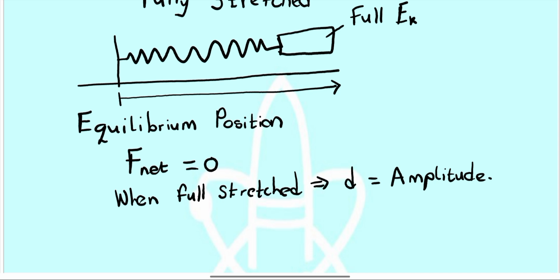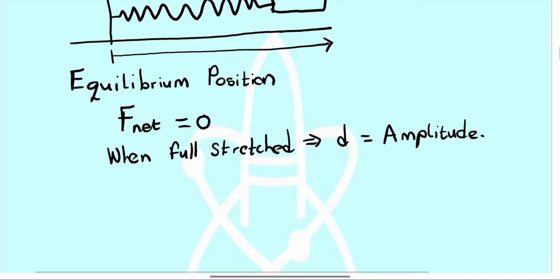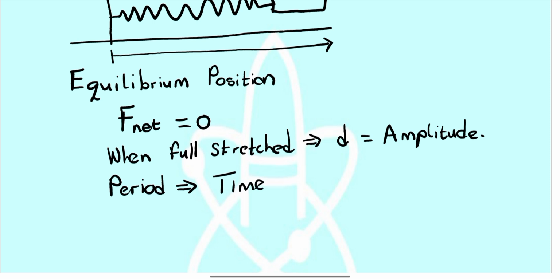Then you have to know about the period of your spring. Basically, the period is the time for one full cycle. You already know what period means, but in this case it means the time for one full cycle of your spring. If it goes back and forth, that's your one period.